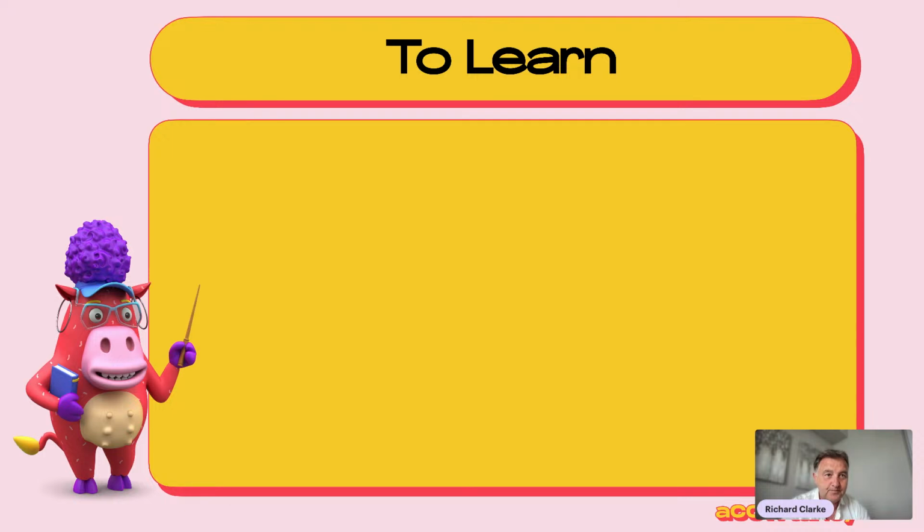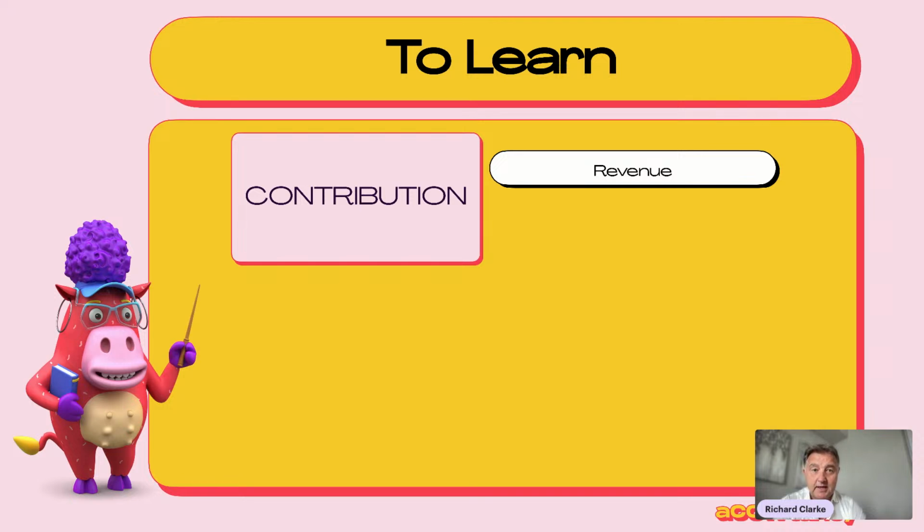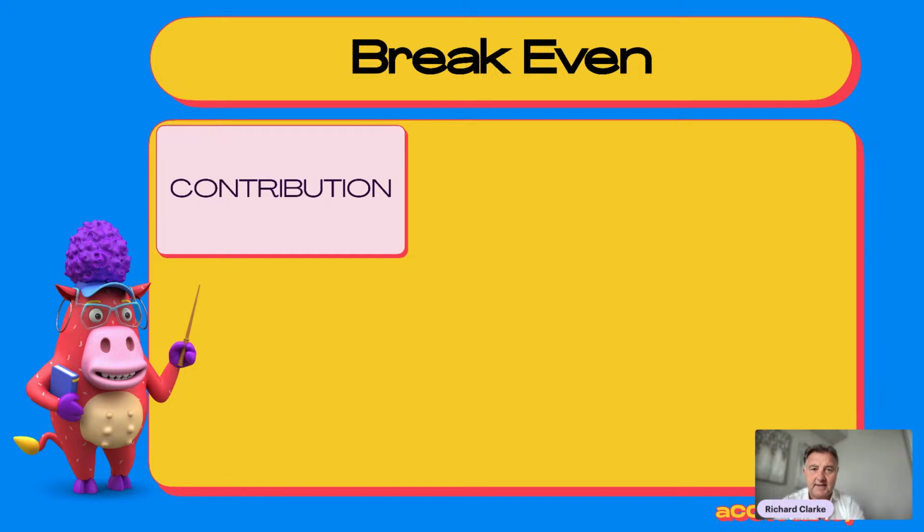Okay, so the first thing that we're going to learn on CVP analysis is something that you probably know already, but maybe not. And that's contribution. And contribution is basically your revenue, your sales, less your variable costs. Really important to understand that. And trust me, by the end of this, you will. Now, it's called contribution because it contributes to fixed costs.